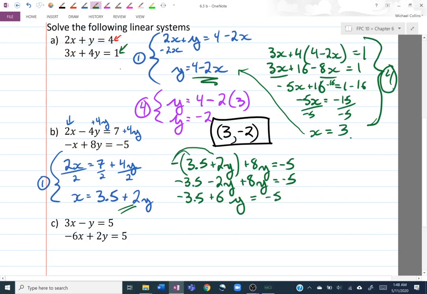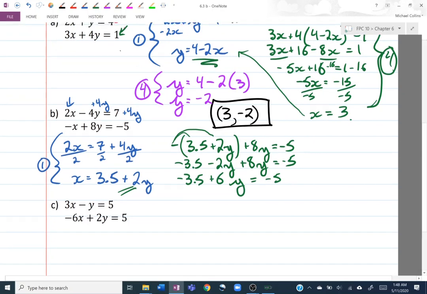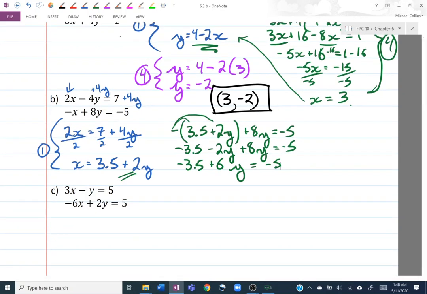And now we're writing this as a decimal. I'm really wishing I'd written it as a fraction, but I'll commit to it and just keep going. I'm going to add 3.5 to both sides. So I'm left with 6y, a negative 5 plus 3.5.